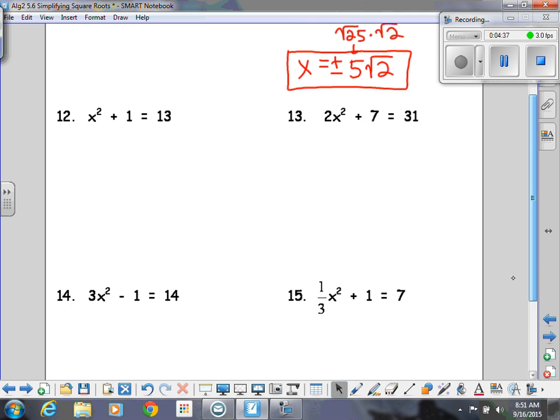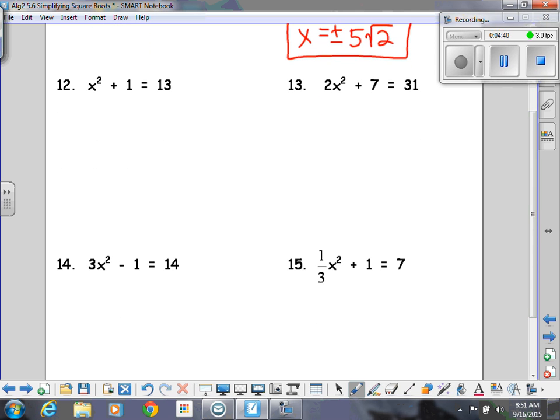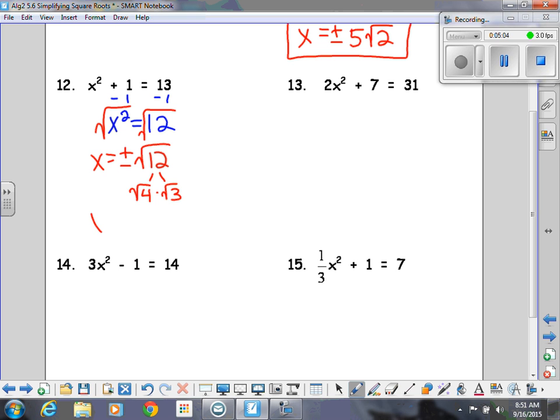Moving on. So number 12, the x squared is not by itself. I have to get rid of the plus 1. So I'm going to subtract 1 on both sides, and I get x squared equals 12. So now that I have the x squared by itself, I can square root both sides. So I'm going to get x equals plus or minus square root of 12. Now 12 is not a perfect square, but we can pull that apart, and we can do the square root of 4 times the square root of 3. So x equals plus or minus, the square root of 4 is plain old 2, and then the square root of 3 stays the square root of 3. So that's our final answer on that one.